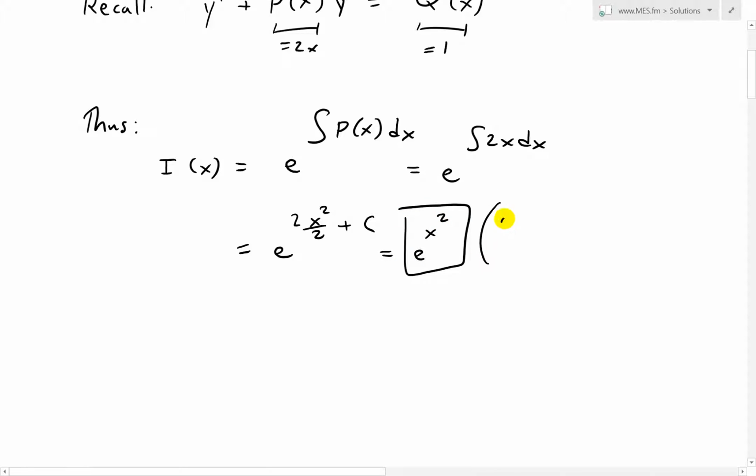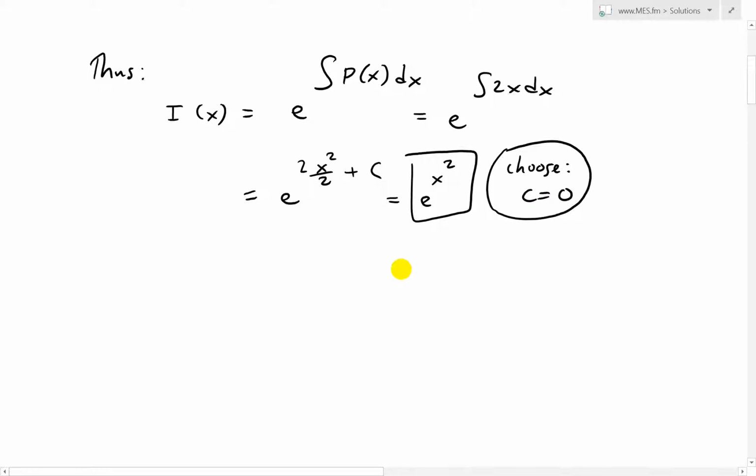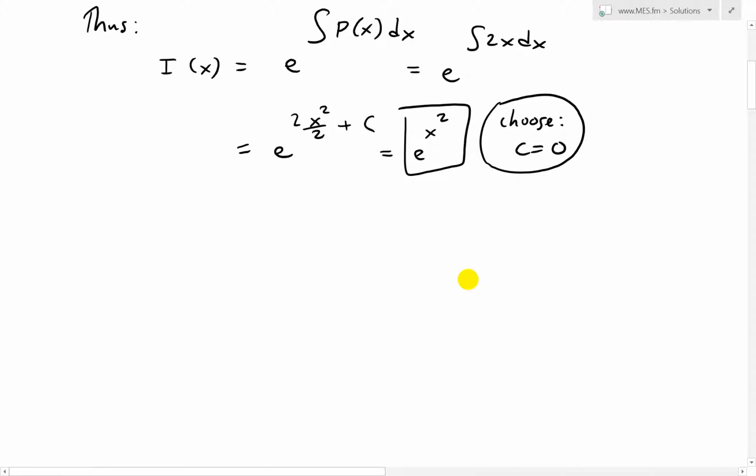Again, we choose c equals 0 because we only want one solution. And you could learn more about this in my earlier video on the integrating factor. I'll put that in the video link below.